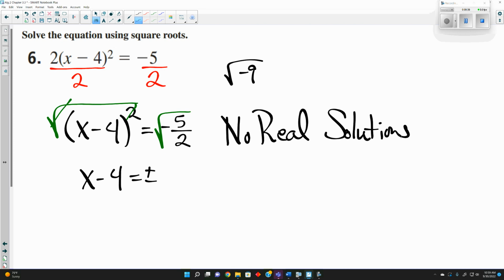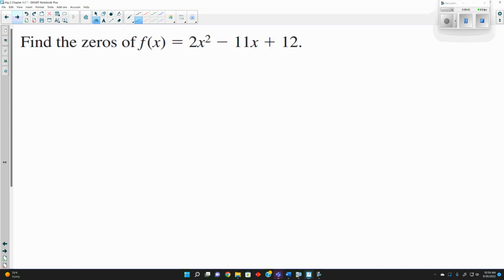Any other questions on this here? Okay. We're going to skip to this here, so I'm going to skip those 3 because we've done factoring. We've solved by factoring already.